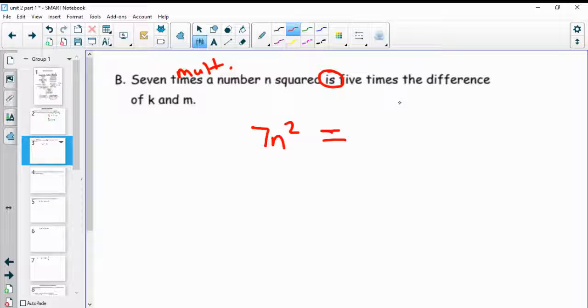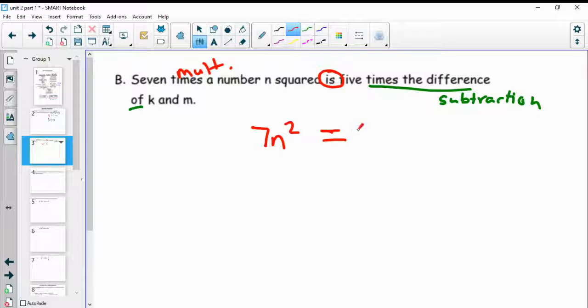As we move to the right-hand side, we have 5 times the difference of k and m. So as we look at this, we see the phrase times the difference of. Since the phrase says times the difference of, that is going to be representing parentheses. Difference means subtraction, so we're going to be using our subtraction sign to describe the difference. And it's 5 times that whole quantity.